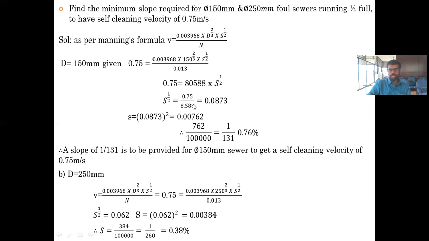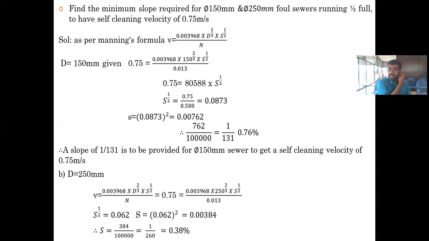From there, you can easily find out S. So S raised to 1 by 2 is equal to 0.073. So S will be equal to 0.073 squared, which will be 0.00762. This 0.00762 you can write as 762 divided by 100,000. If you need to get it in percentage, you just multiply with 100 here. You need to know the slope in percentage.